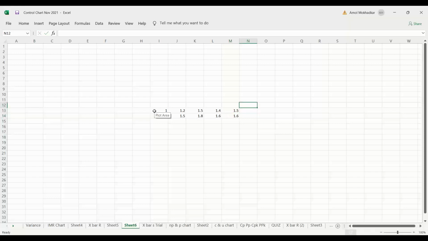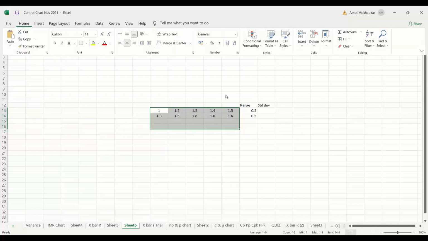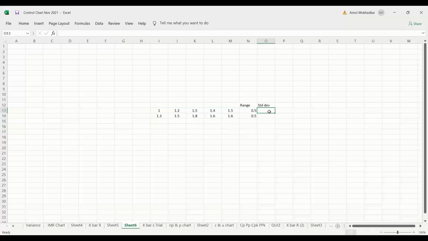So the range was same, range was same. Maximum of this one minus minimum of this one. So range was 0.5, here was also 0.5, but what about the standard deviation? Is it same? Because for the range we are just taking the two data, the minimum and the maximum, whereas for standard deviation you need to consider all data.